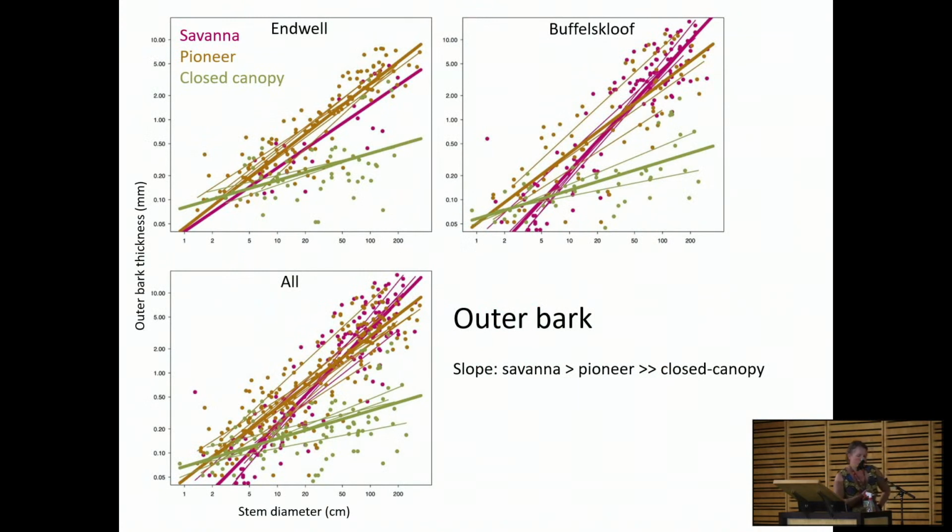So here are our allometries. Each thin line is a species. The thick lines are the ecological group. And this is always the Eastern Cape and the Buffelskloof site, and this is everyone combined. So for outer bark, the forest species had a really low slope. I'm sure that doesn't surprise anybody. The pioneers were remarkably similar to the savanna species, but at the more fire-prone sites, the savanna species really had a steep slope. And as with the overall analysis, it's much more messy.